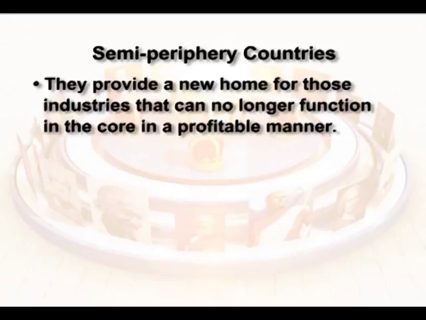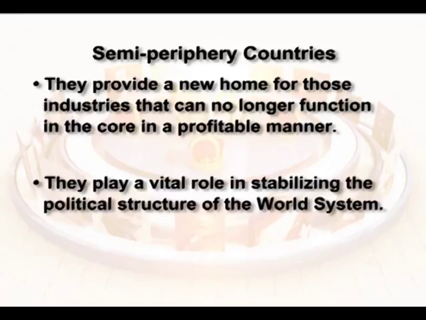Semi-peripheries provide a new home for those industries that can no longer function in the core in a profitable manner, for example, car assembly and textiles. Semi-peripheries play a vital role in stabilizing the political structure of the world system. So now we can understand that world system theory is telling that the world economy is divided into three parts: core, periphery, and semi-periphery in between.